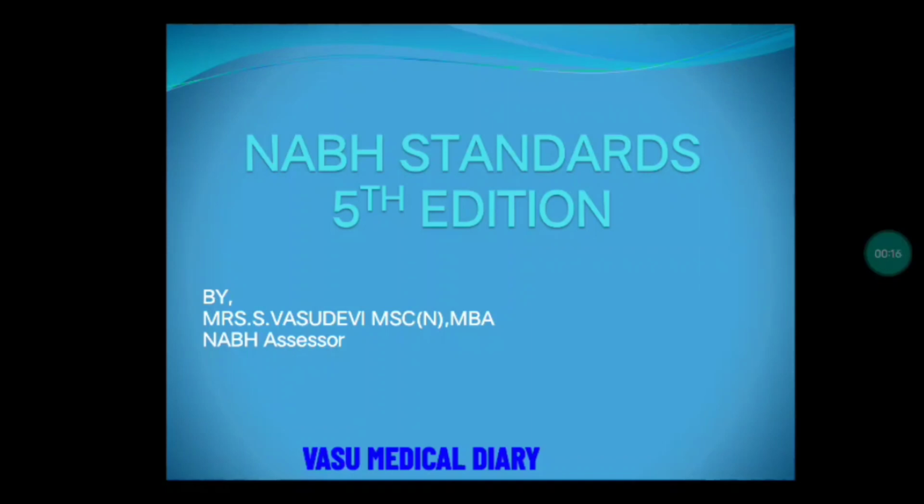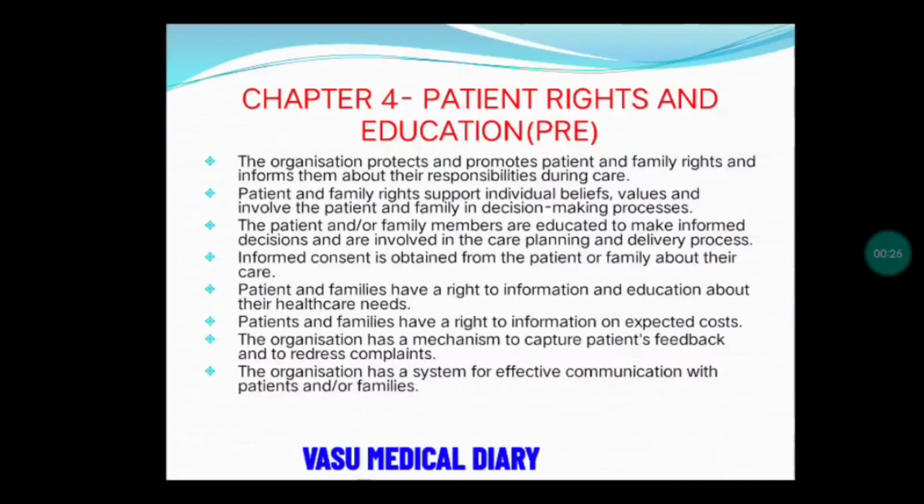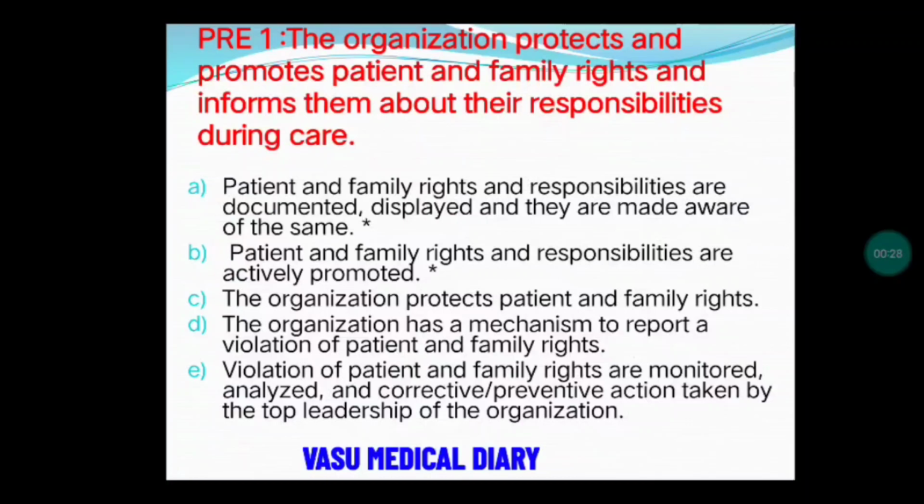Today we are going to see NABH 5th edition 4th chapter, that is PRE, Patient Rights and Education. In this chapter we have 8 standards and 51 objective elements. Standard number 1. The organization protects and promotes patient and family rights and informs them about their responsibilities during care.